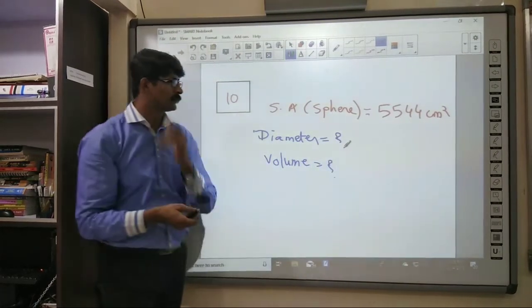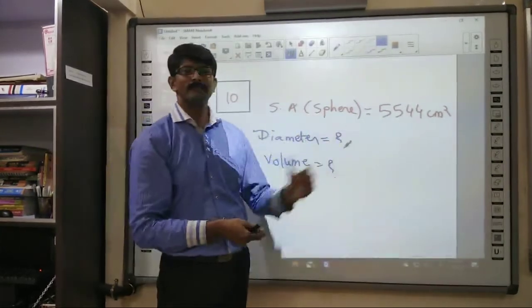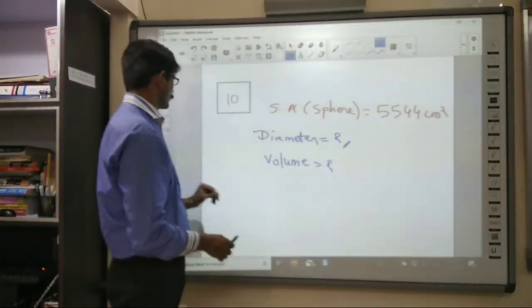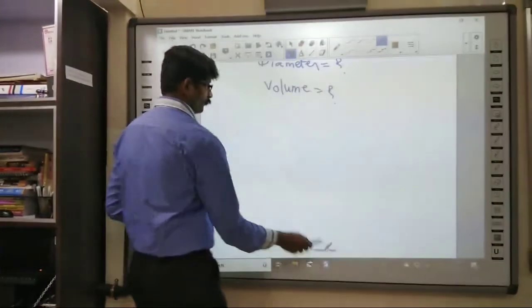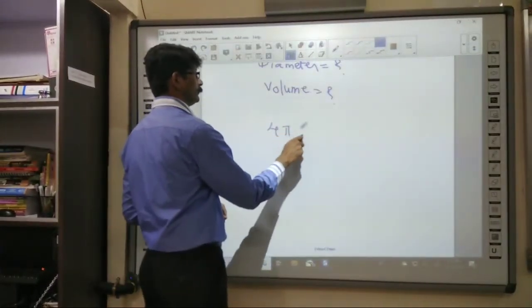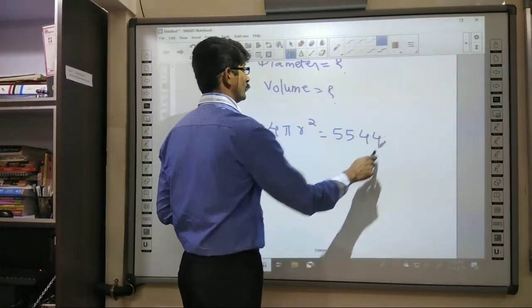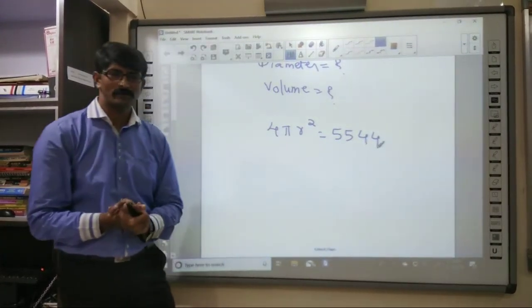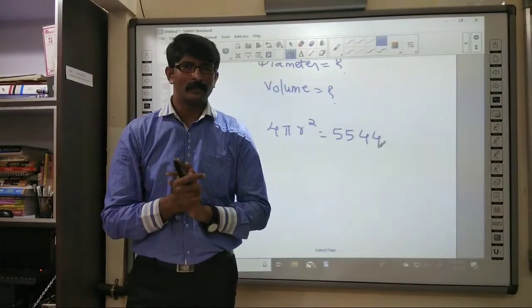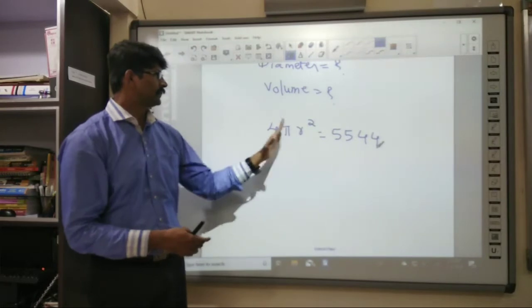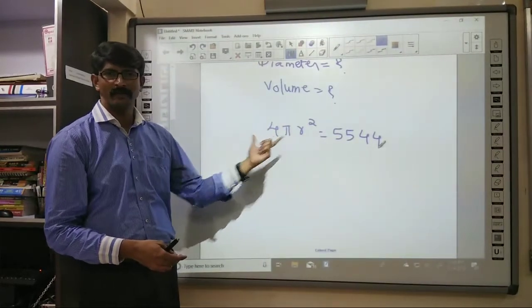See, it's very, very simple. How are we finding the surface area of the sphere? Just substitute the formula of surface area of the sphere. What is the surface area of the sphere? 4 pi r square is equal to 5544. I have already given you the formula, so students, in case you have not attended the previous session, please watch it after this video. The entire session I have already given you right in the beginning.